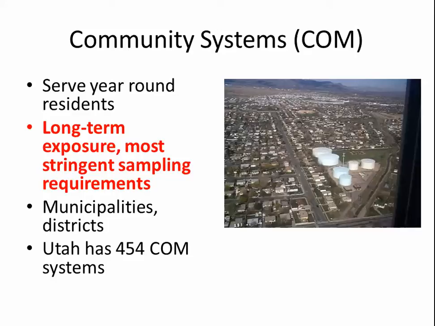A community system serves year-round residents, and what I would remember about a community system is that they have the most strict or stringent sampling requirements. And the reason for that is because the people are drinking this water year-round. They're using it for food preparation as well as for drinking. They're making bottles with it. People with compromised immune systems are drinking this water in their homes, and they're getting long-term day-in, day-out exposure.